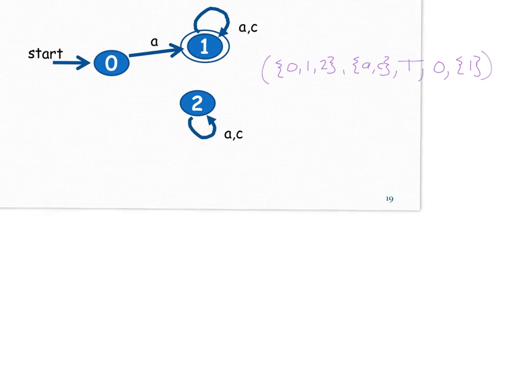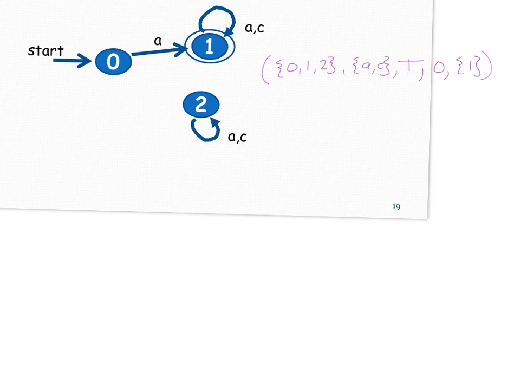All right, so now let's draw the transition table. So let's see. My states are state 0, 1, and 2. My alphabet is A and C, and I also have to add in a column for lambda.